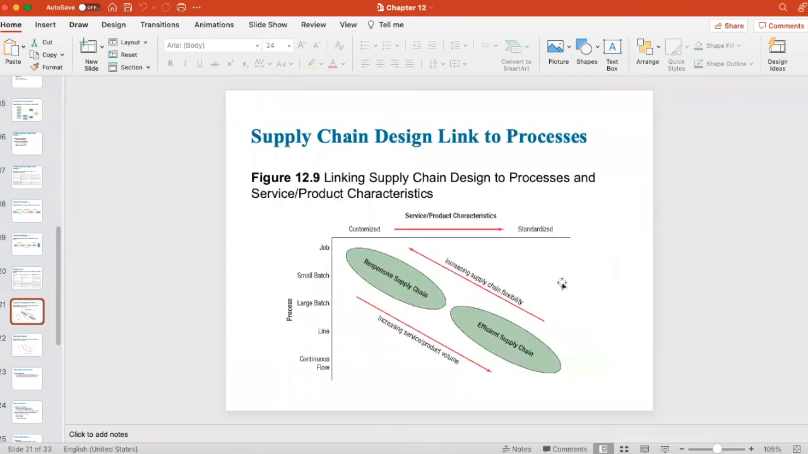Now let's continue. Here, this will be a very simple figure to link the supply chain design to process and also the service product characteristics. As I clearly mentioned here, you see, the efficient supply chain is more fit for standardized products or services. And here, it can actually reach a very high volume when you go through the production process and also service process. However, on the other hand, the responsive supply chain is normally more fit for those customized products, and the corresponding volume is relatively low compared to those products or services within the efficient supply chain. Okay, that's actually quite intuitive.